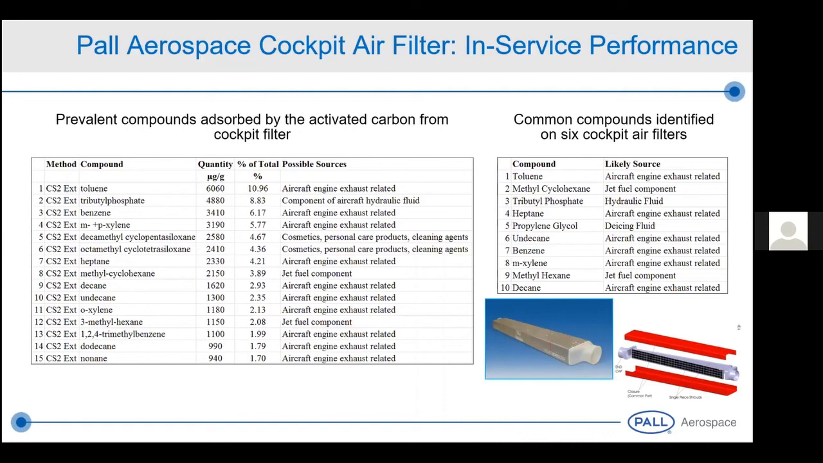We're only able to zoom in and see those contaminants coming from outside. In this case, when we did the GCMS analysis, you see that the bulk of the contaminants are aircraft engine exhaust related, a component of hydraulic fluid, a jet fuel component. So we're looking at toluene, TBP, benzene, MP-xylene, a few siloxanes as well, but you can definitely see the difference between the type of contaminants absorbed by a cabin air filter and the type absorbed by a cockpit air filter that's only seeing contaminated air from outside.